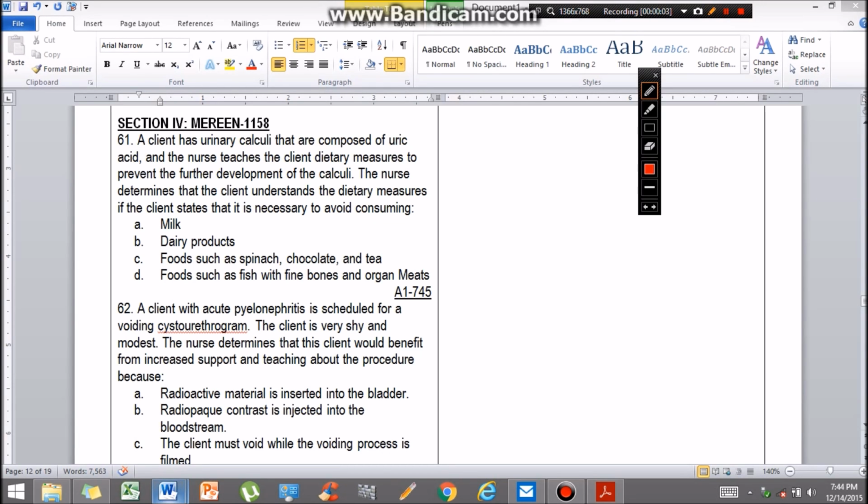Let's rationalize your section in your module with serial key MEREEN-1158. Client has urinary calculi that is composed of uric acid, and the nurse teaches the client dietary measures to prevent further development of the calculi. The nurse determines that the client understands the dietary measure if the client states that it is necessary to avoid consuming which among the following.